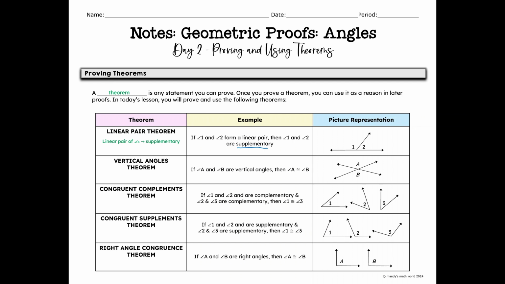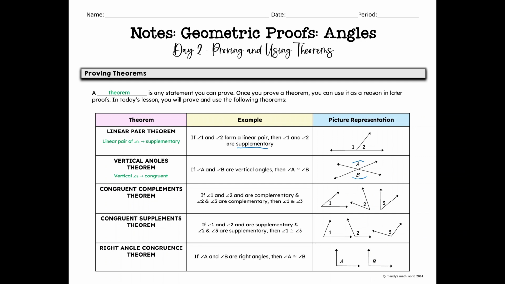So in our chain of steps, we can say, okay, the linear pair theorem tells us that these two angles are supplementary, and then the definition of supplementary angles tells us that their measures add up to 180 degrees. That's kind of your thought process, right? The vertical angles theorem. This just tells us that if two angles are vertical angles, then they are congruent to one another. So angle A is congruent to angle B because they're vertical angles.